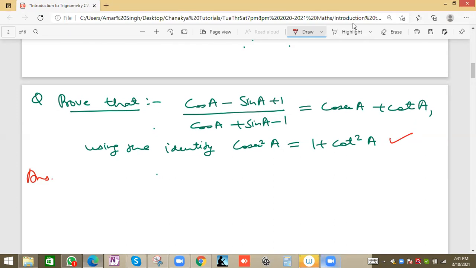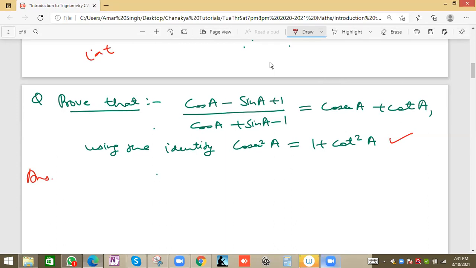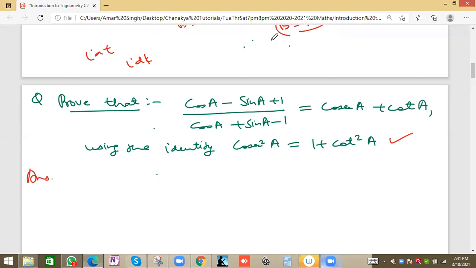What about others? You can write IDK, I don't know, in chat. Or you can write IAT also, I am trying. IDK for I don't know. Okay, Navneet.